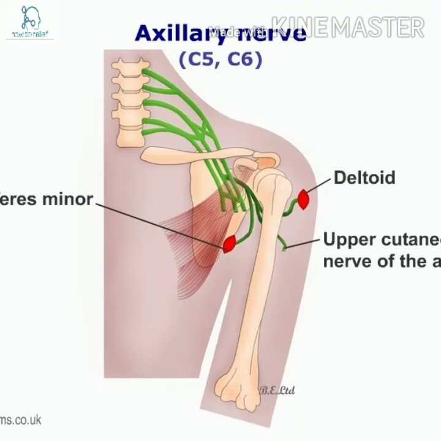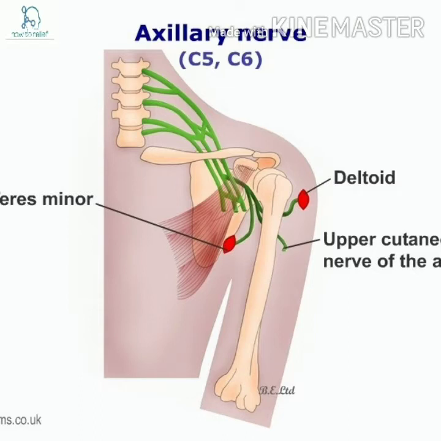Hello students. In the previous topic we studied the axilla. This is the continuation of the axilla, that is the axillary nerve. Now we are going to see how it courses and what its root value is. The axillary nerve is also called the circumflex nerve, because it is also in a rounded shape.